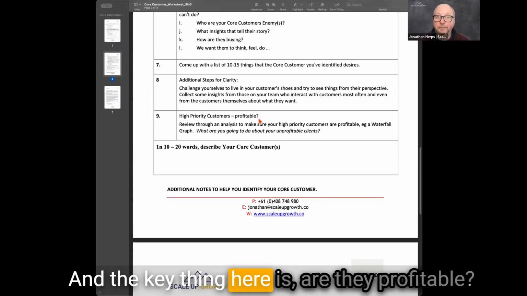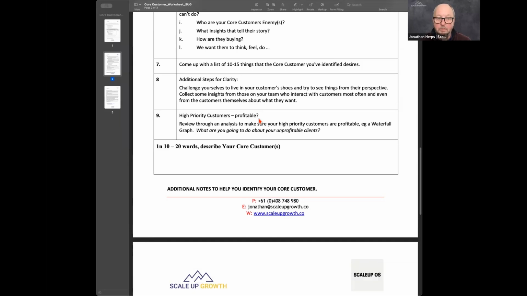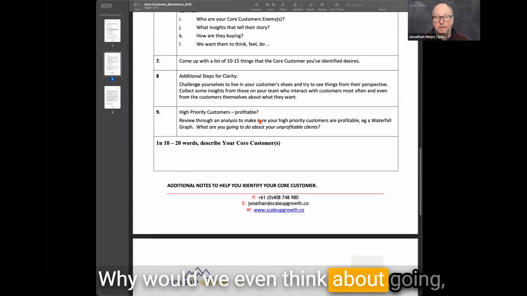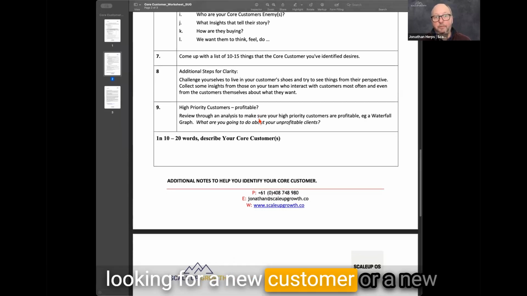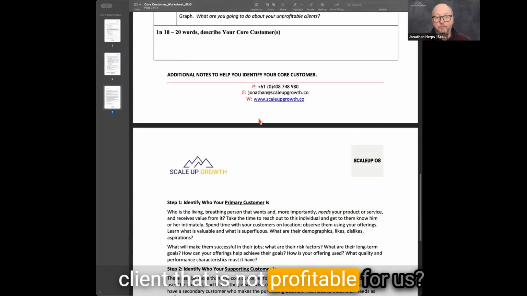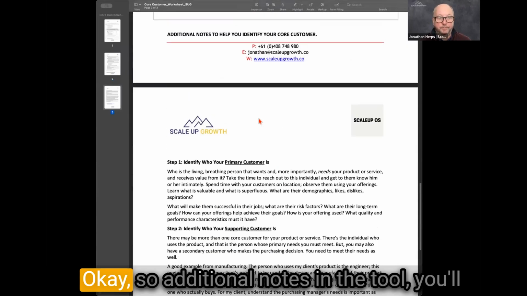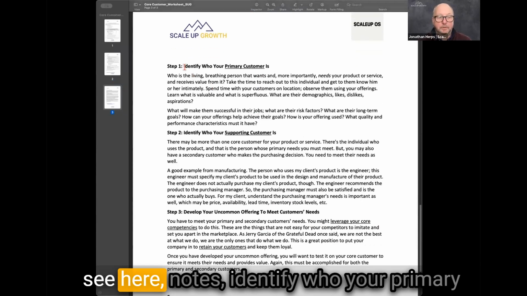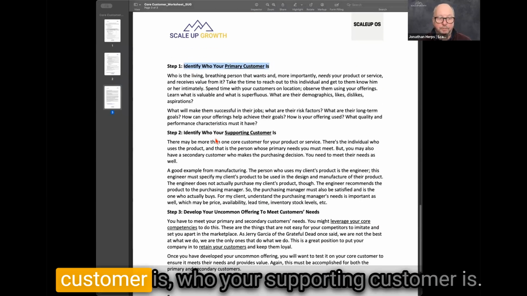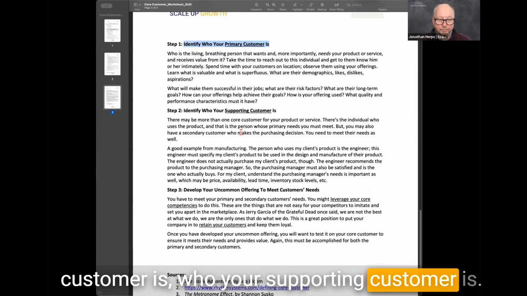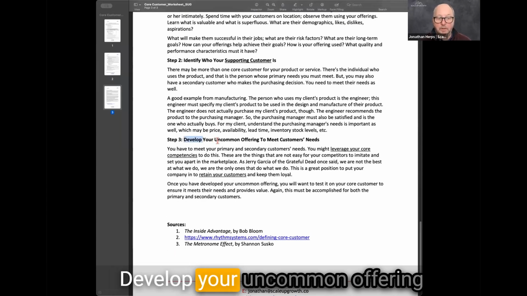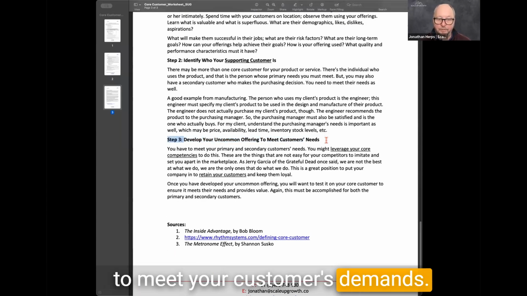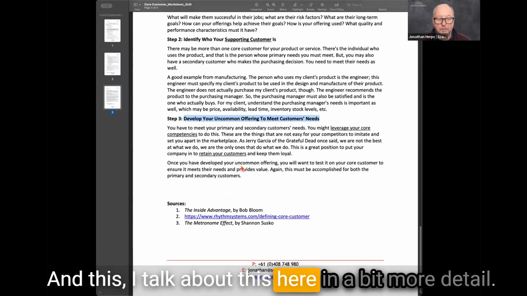And the key thing here is, are they profitable? Why would we even think about going looking for a new customer or a new client that is not profitable for us? Okay, so additional notes. In the tool, you'll see here notes: identify who your primary customer is, who your supporting customer is. Develop your uncommon offering to meet your customers' demands. And I talk about this here in a bit more detail.